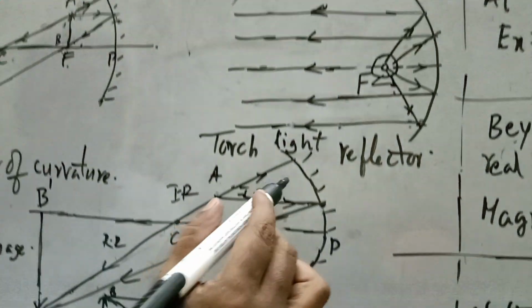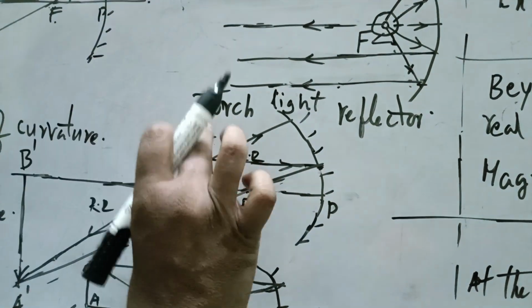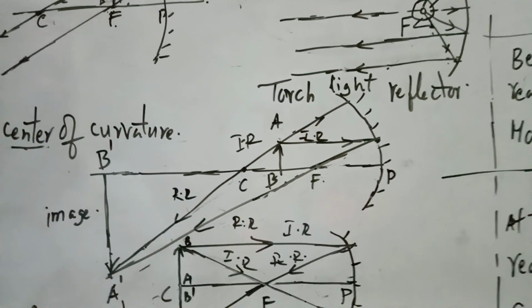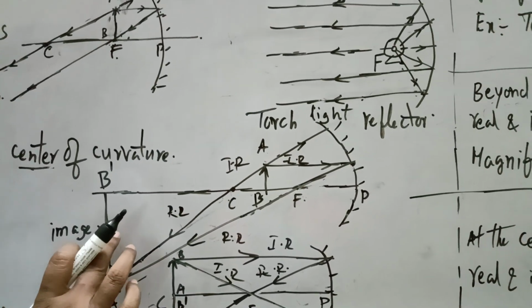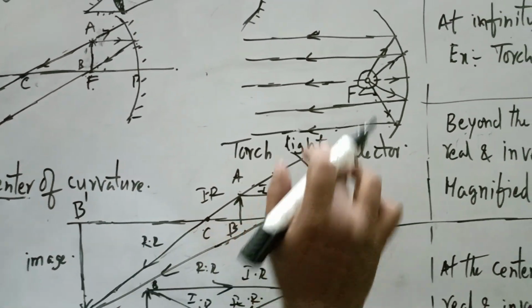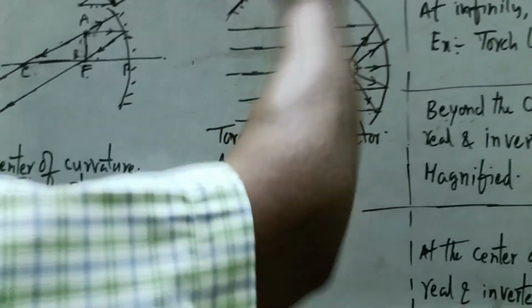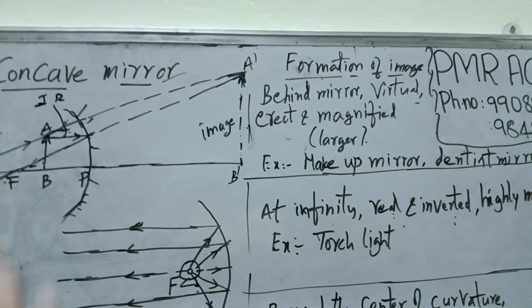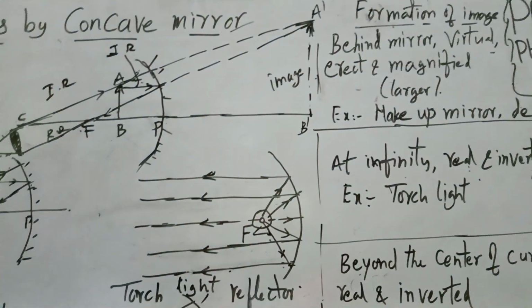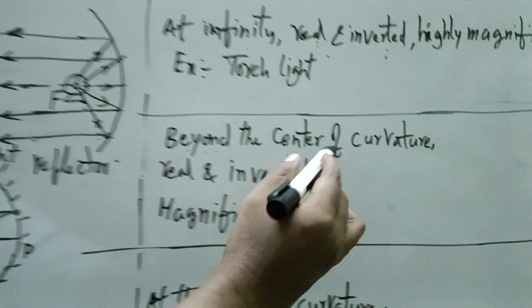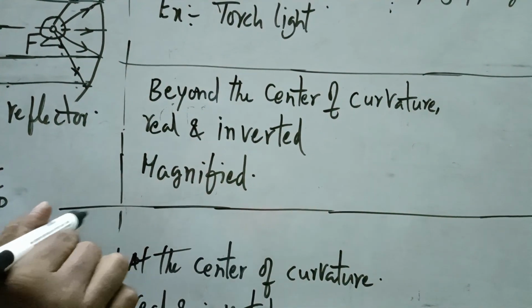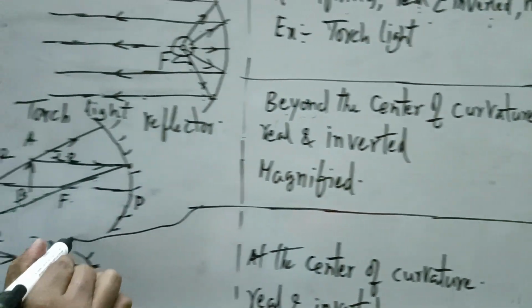Remember that when we get the image on the same side as the object, all the images are real and inverted images. When we get the image at the opposite side of the mirror, at the other side of the mirror, we get virtual images. So we get the image beyond the center of curvature, real, inverted and magnified.